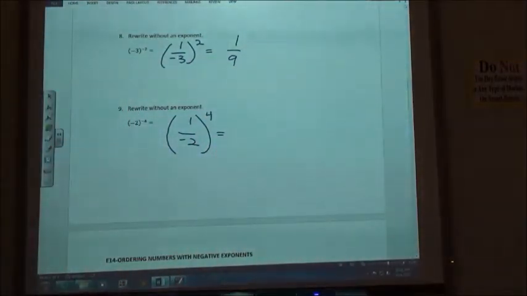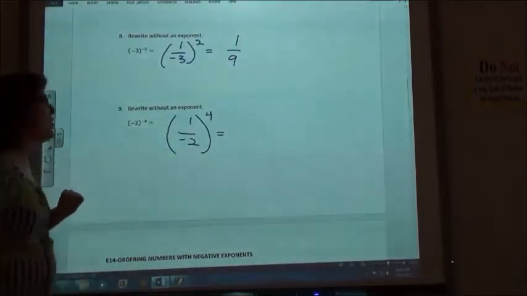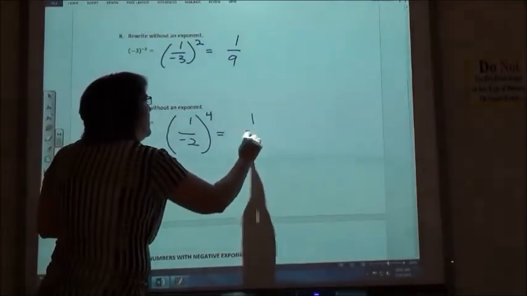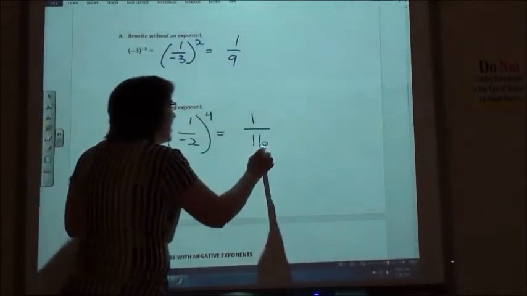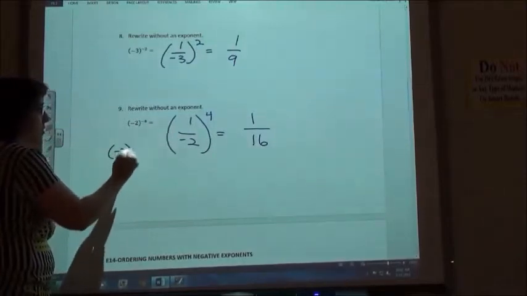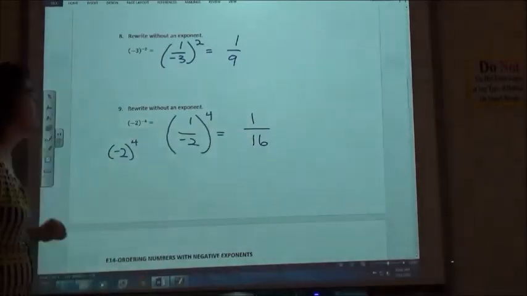So I would get 1 over -16. Now if I do -2 to the 4th power, what's my sign going to be? Positive. It's going to be positive 16. So if you're using your calculator, make sure you put the parentheses around there so you get the right sign on your answer. But if my exponent is even, it should be positive because I'm going to have 4 negative signs. So I get 1 over positive 16, 1/16.